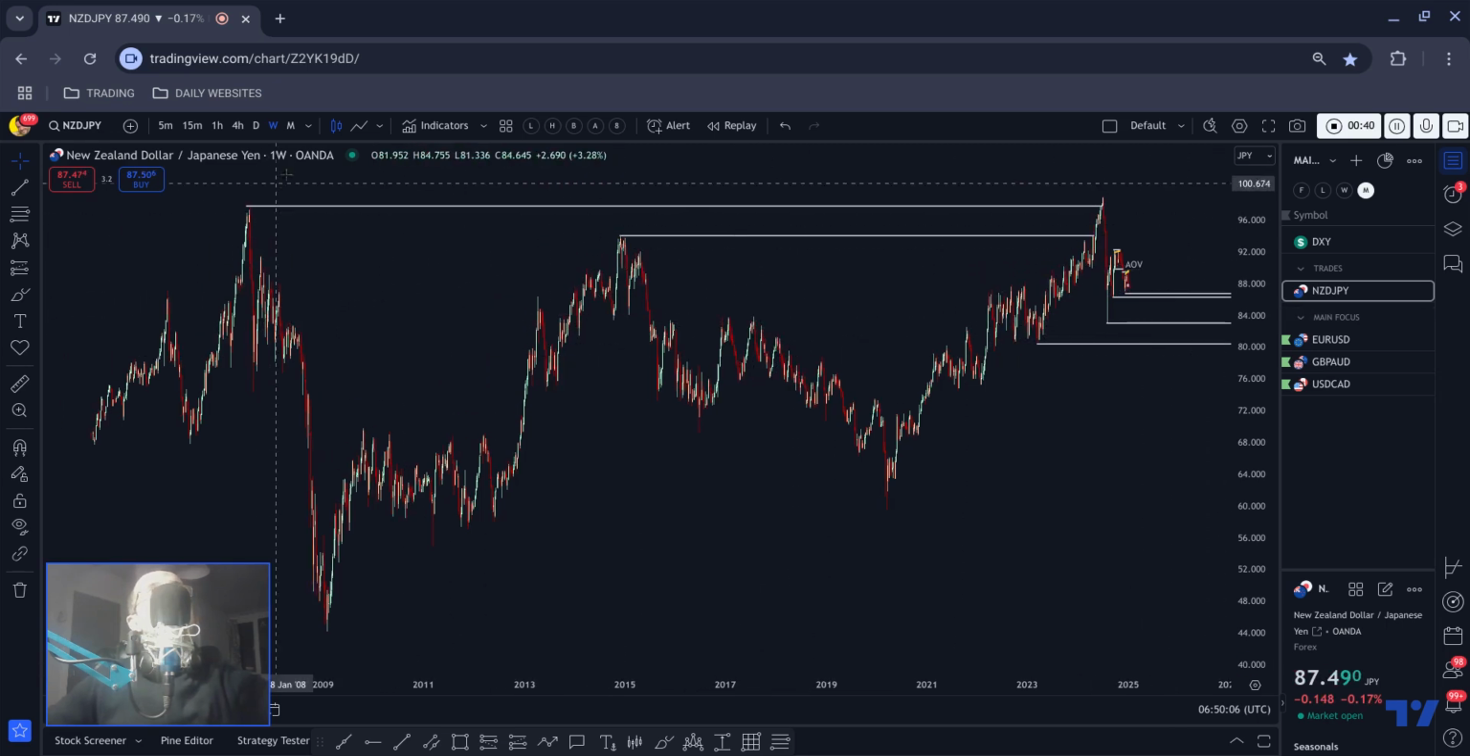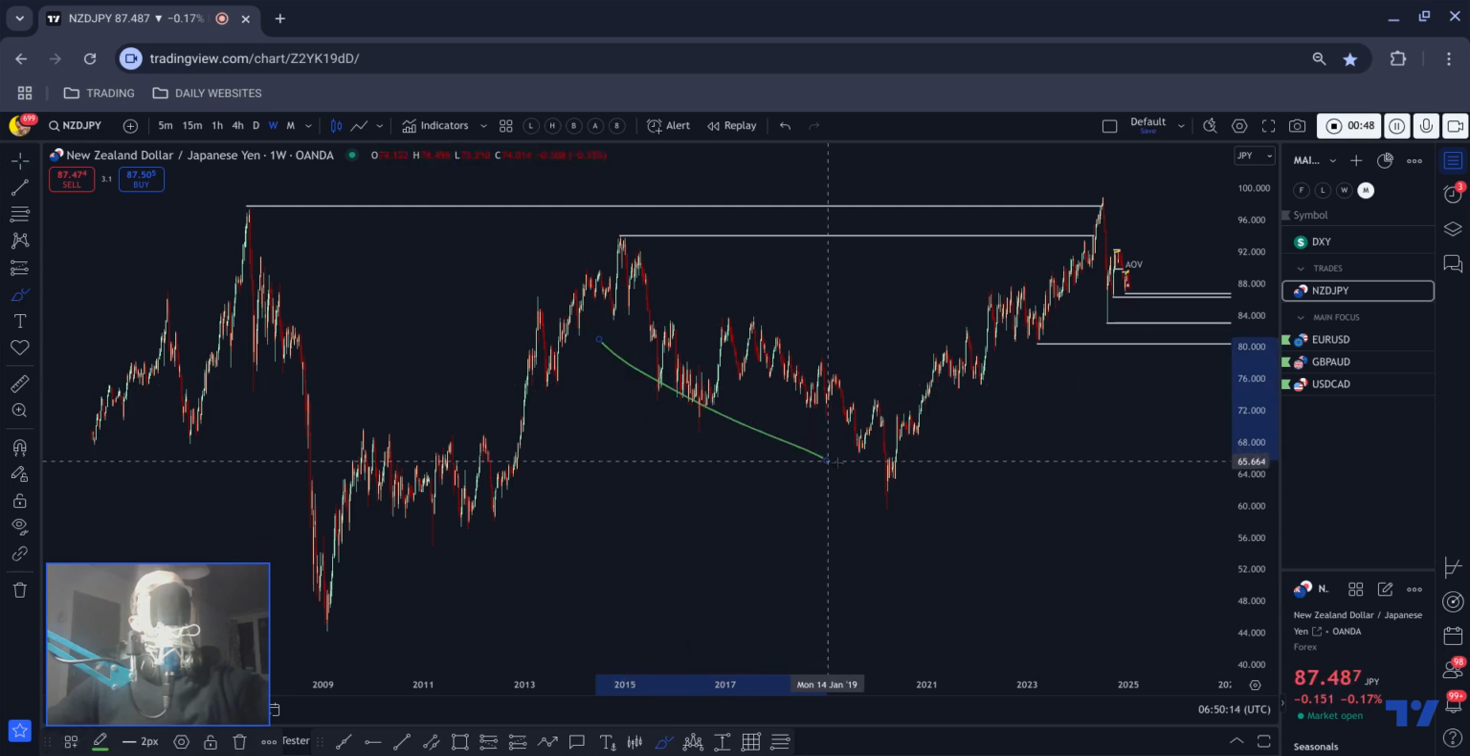So Kiwi yen on the higher time frames, we had this high here, we had the near miss to the high, implying that we would likely gravitate back towards it. We had the more corrective middle section, which was the clue. We eventually break the high.